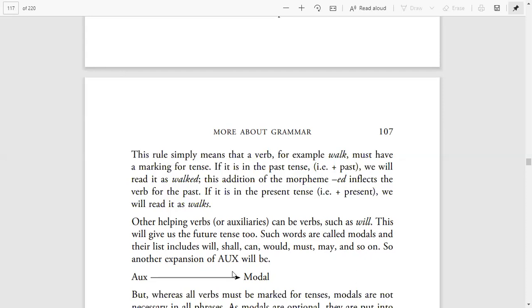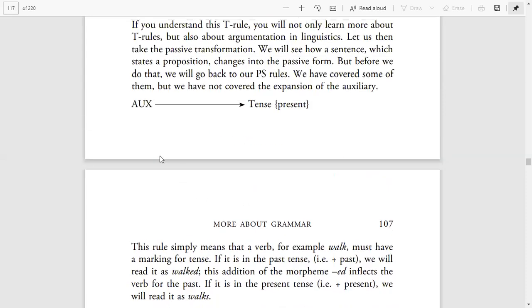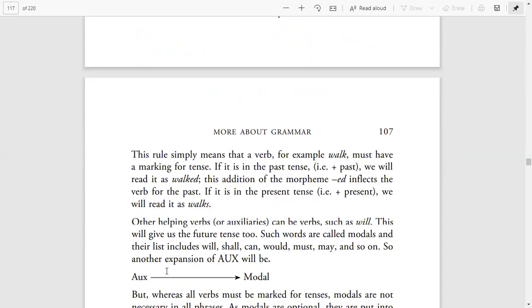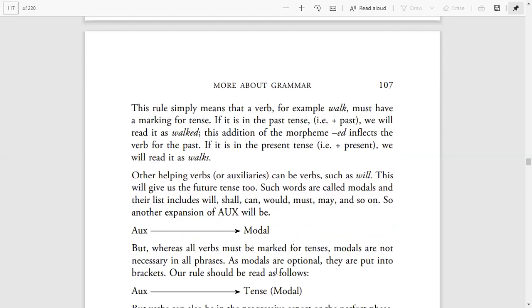So another expansion of auxiliary will be: first, auxiliary can be tense and it is in present, and then we add morphemes to inflect the verb for past and past participle. And here we have auxiliary, and from auxiliary we get modal as well. So this is another expansion of auxiliary. So let us see yet another expansion of auxiliary. But whereas all verbs must be marked for tense, modals are not necessary in all verbs.